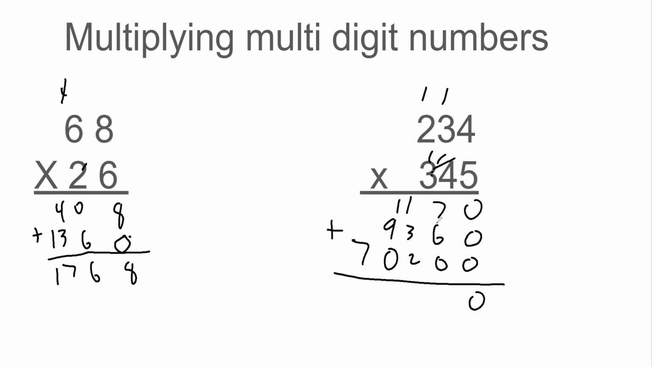It gives me 0, 13, carry the 1. 3, 4, 5, 6, 7. 9 plus 1 is 10. And that gives me 8. So 80730. I can put a comma here to make it 80,730.